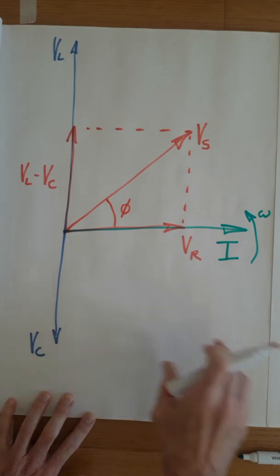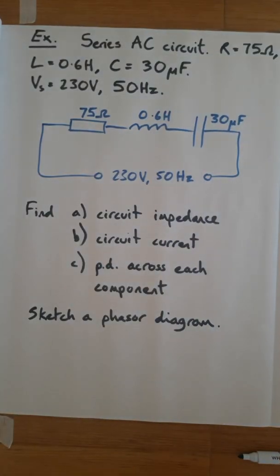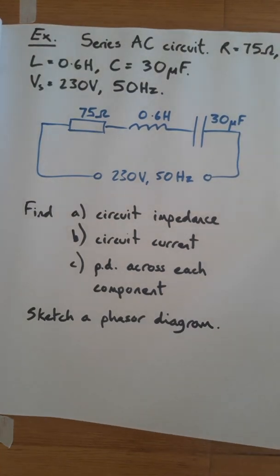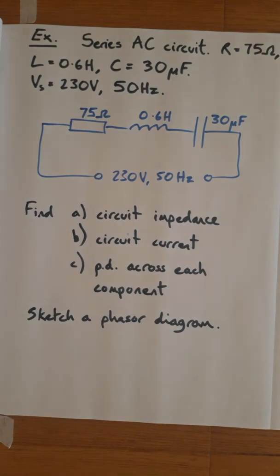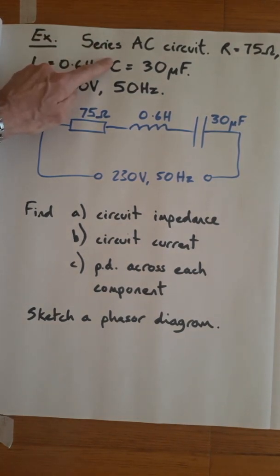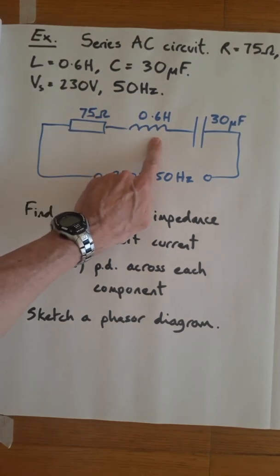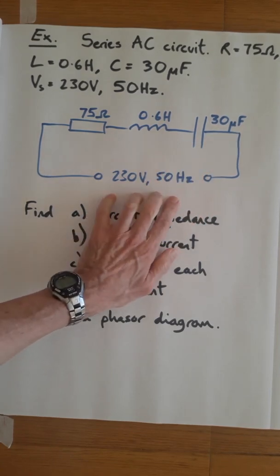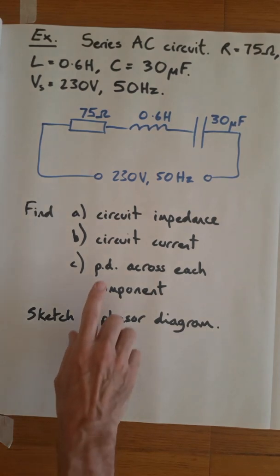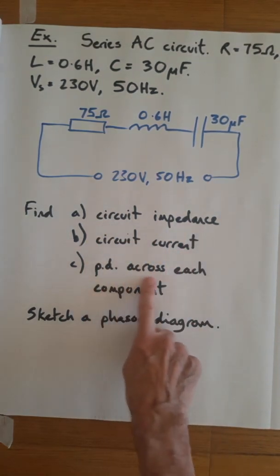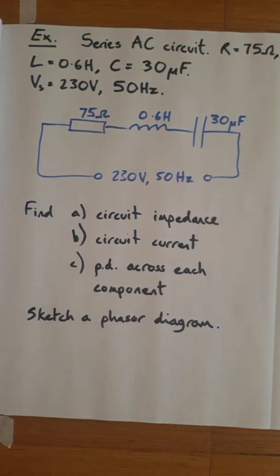Okay, so that's covered the basics. Let's move on and have a look at an example. So I've written out an example here. Very simple. A series AC circuit consists of a resistor of 75 ohms, an inductor of 0.6 Henry, capacitor 30 microfarads, supplied at 230 volts, 50 Hertz. Determine the circuit impedance, the circuit current, PD across each component, and sketch the phasor diagram. So we're going to go through all the same routines that we've done previously. Just at the end, the phasor diagram will look very slightly different. It's going to look similar to the example we've just referred to. So let's have a look at this calculation right now.